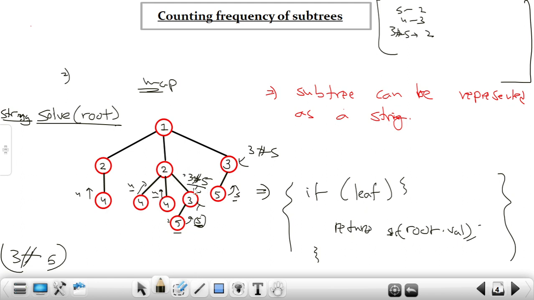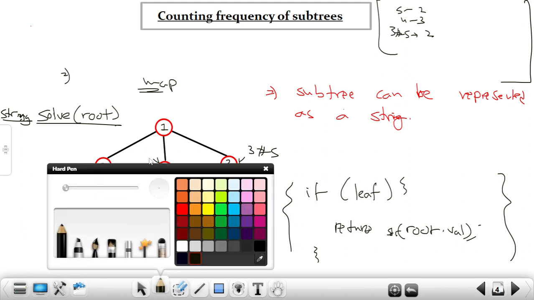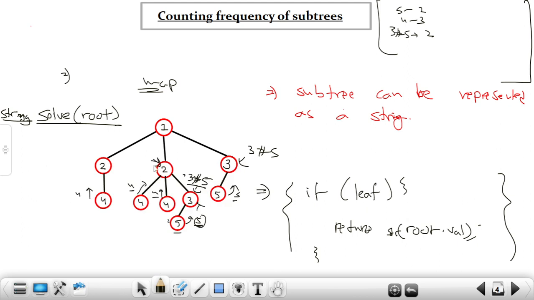So I can combine all these answers to form the answer for this particular thing. What does this mean? Let me explain this. For this particular 2, I can write the answer as 2. After this I will write a hash, and then I will write this 4, then again hash, then I will write this 4, then again hash, then I will write this 3 hash 5, right? 3 hash 5. This is going to be the answer for this 2.